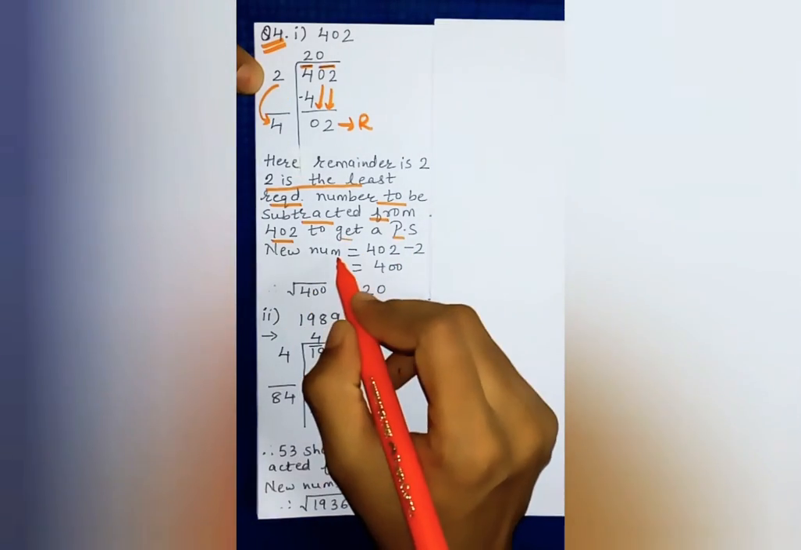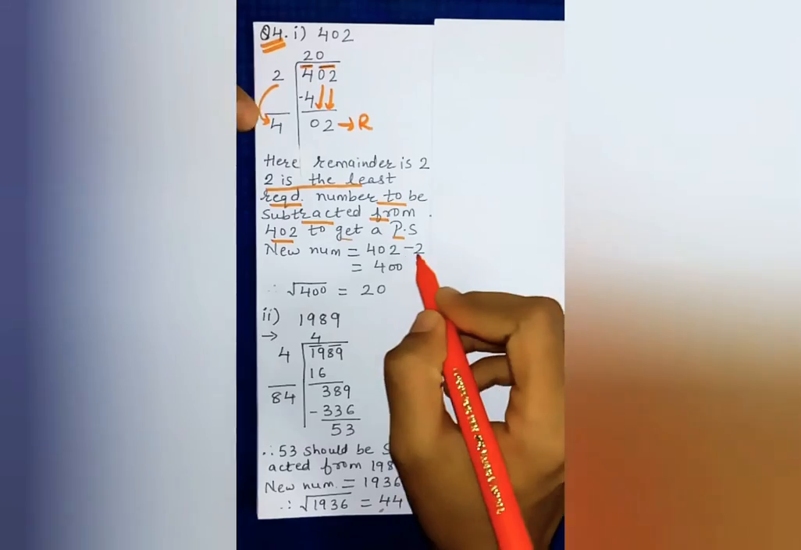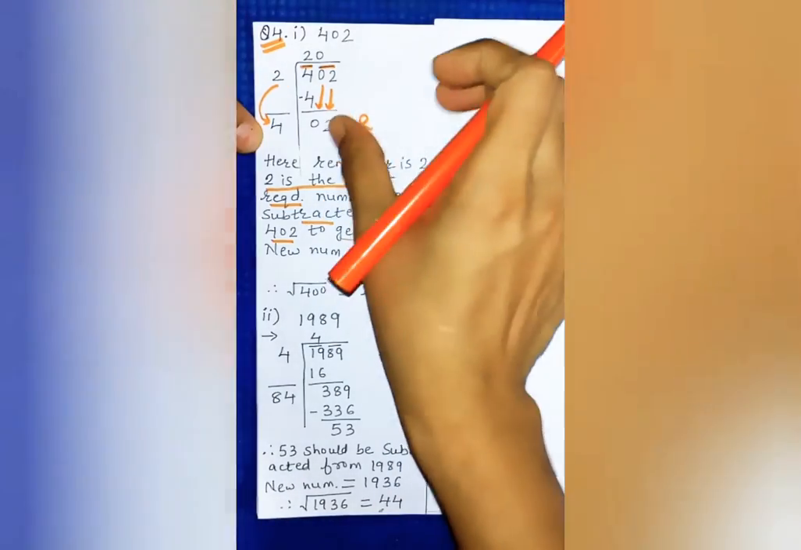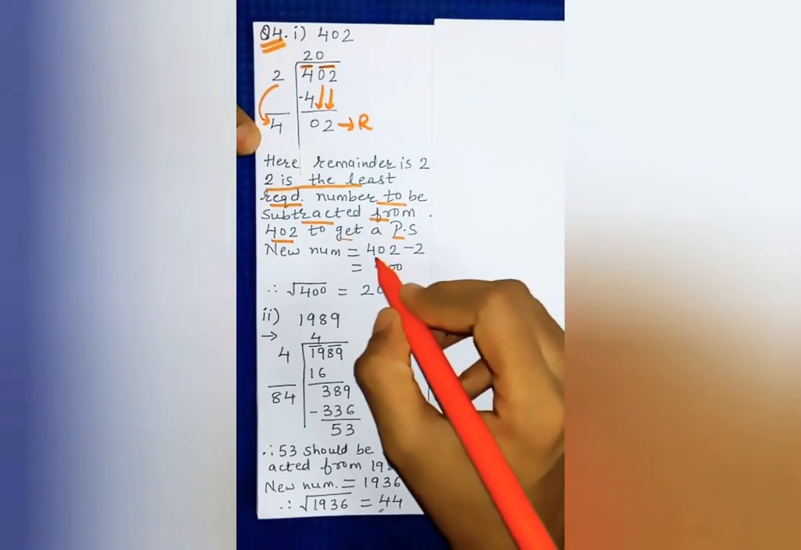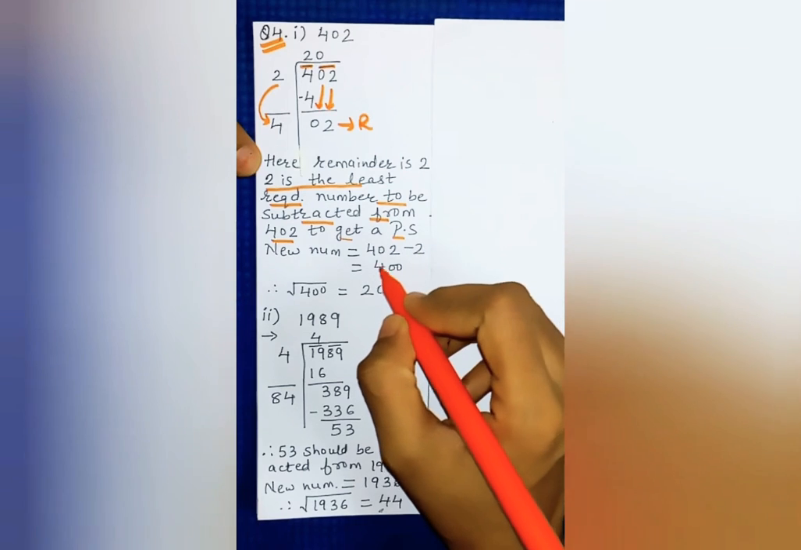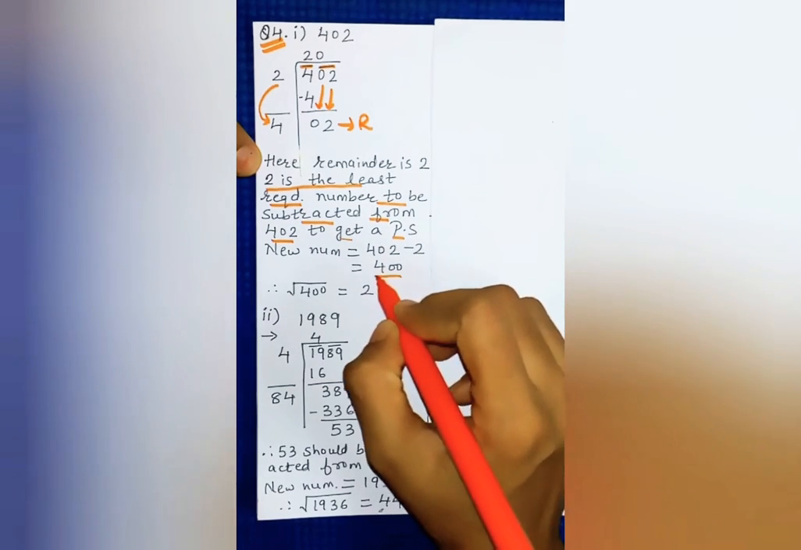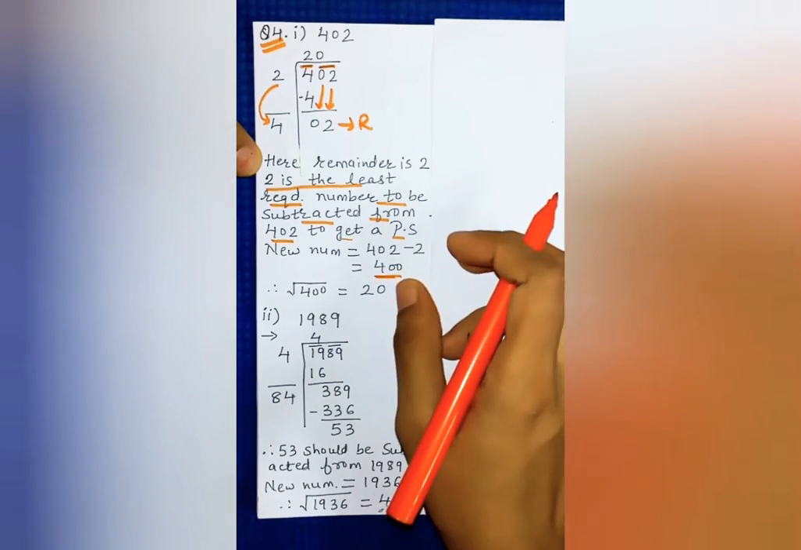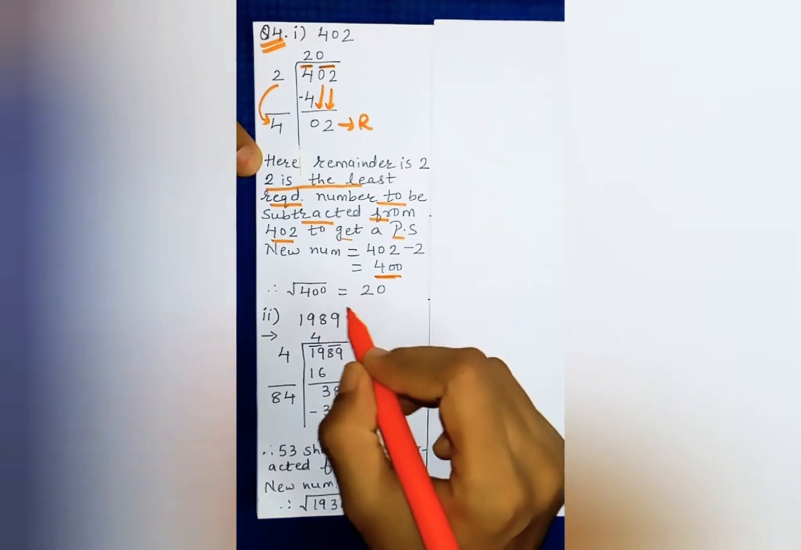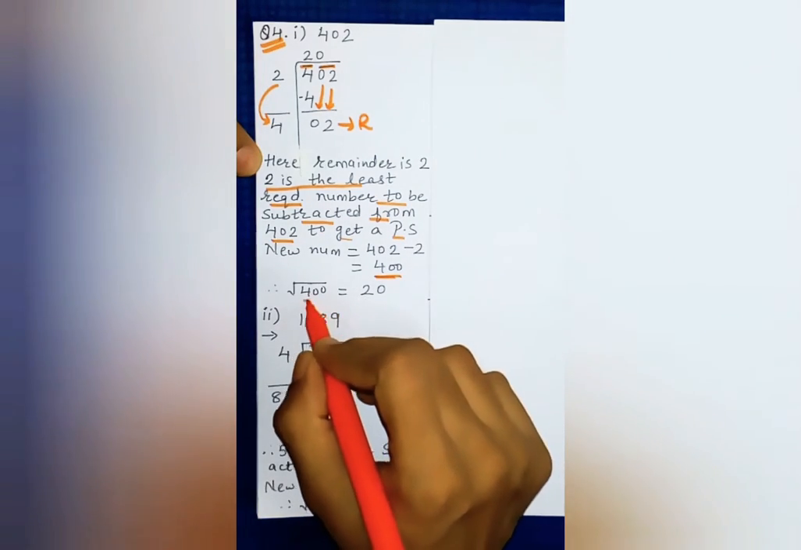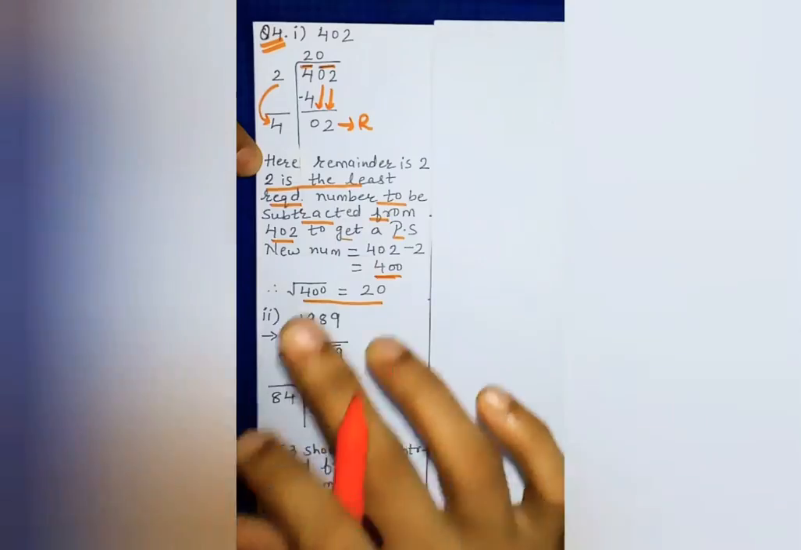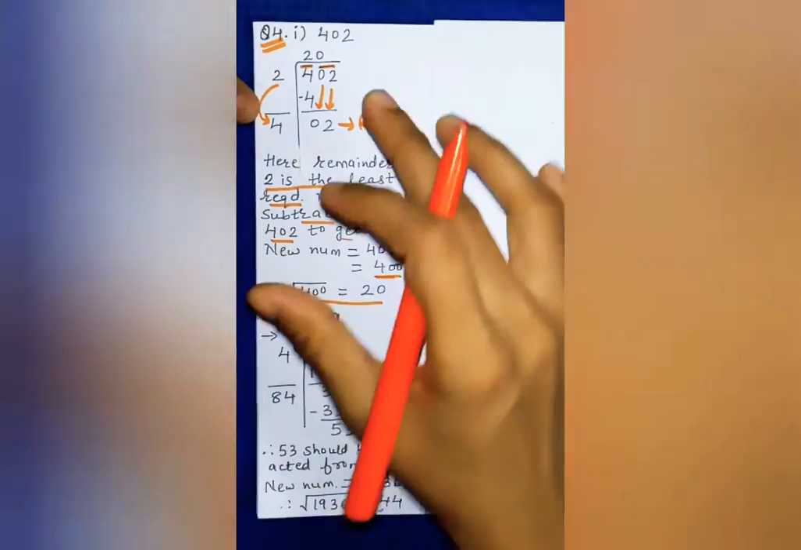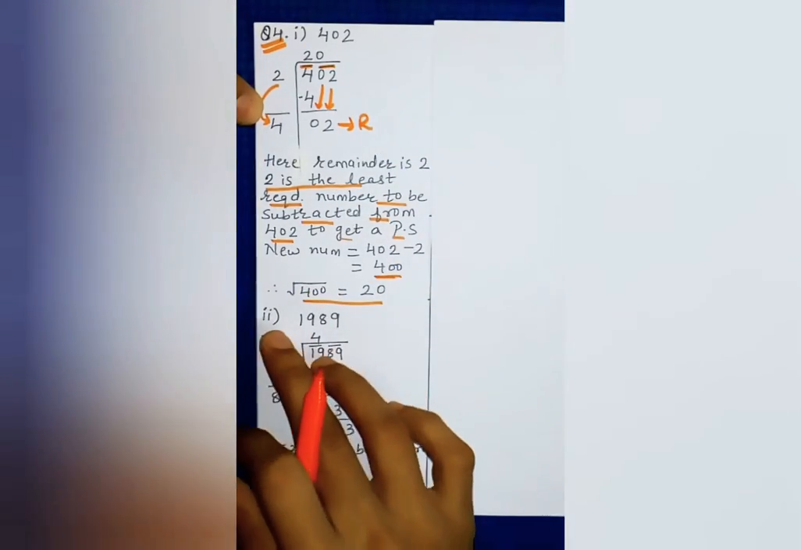So our new number will be 402 minus 2. This 2 we will subtract from this 402. So 402 minus 2 will give you 400. So 400 is our new number, and the square root of 400 will be equal to 20. So this is our answer. So 2 should be subtracted. Now in the same way we will see the second sum.